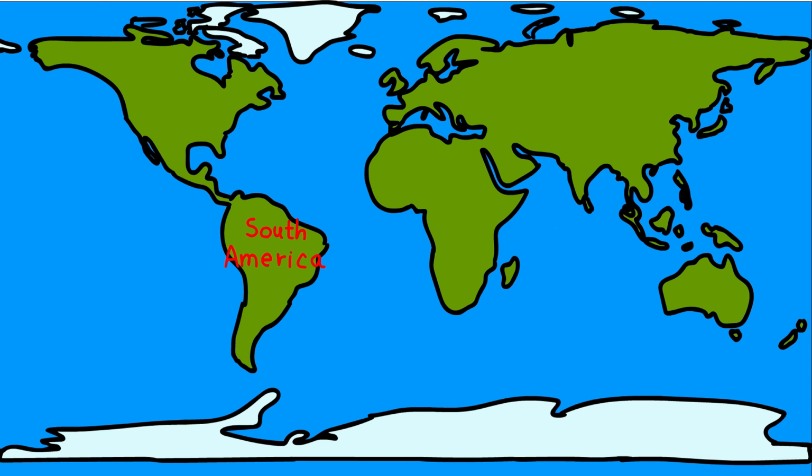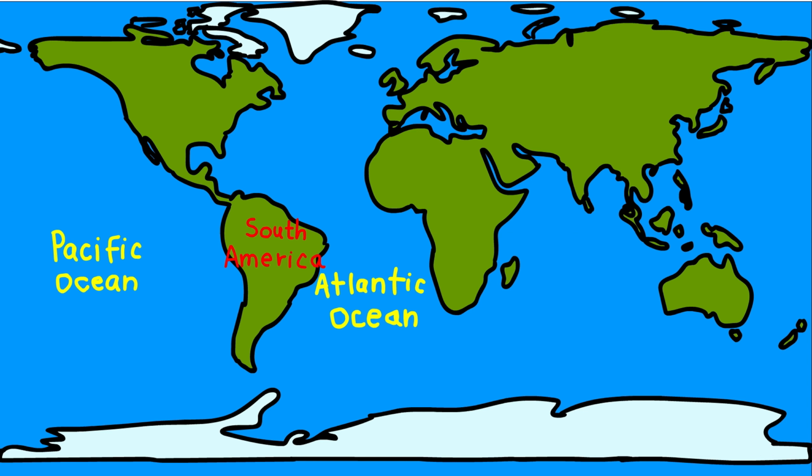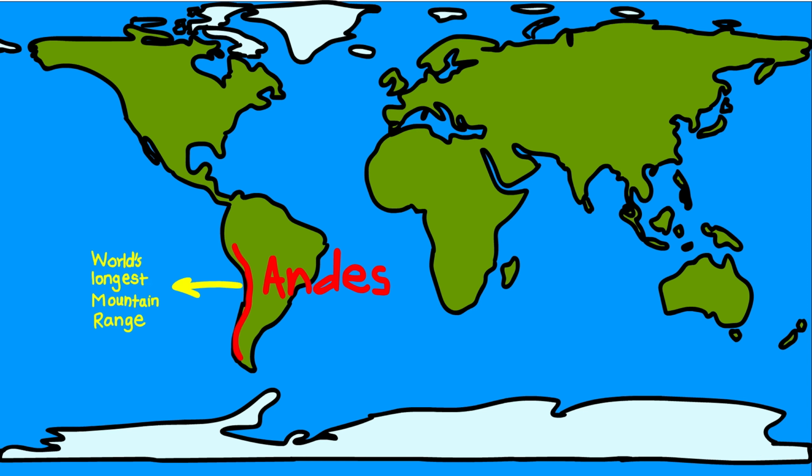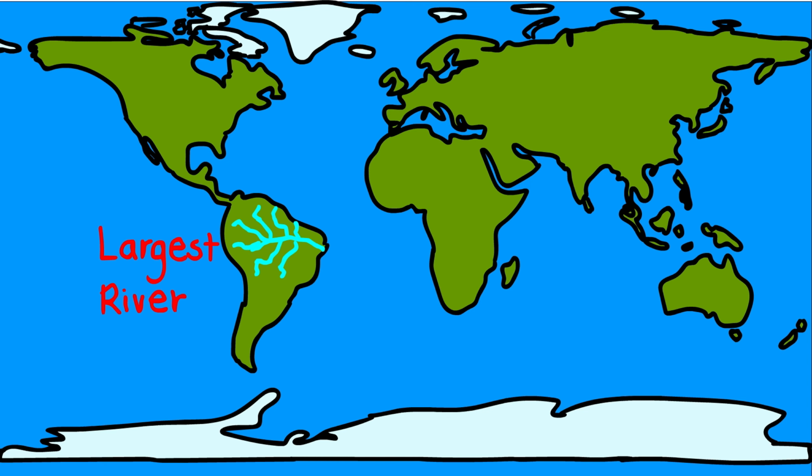South America lies mostly in the southern hemisphere. These 2 oceans surround it on the east and the west. The Andes, world's longest mountain range, runs through its length from north to south. South America has the world's largest river, the Amazon.